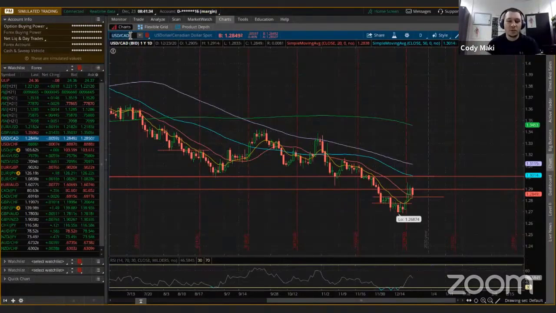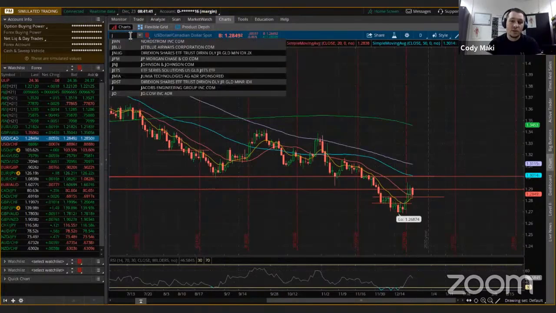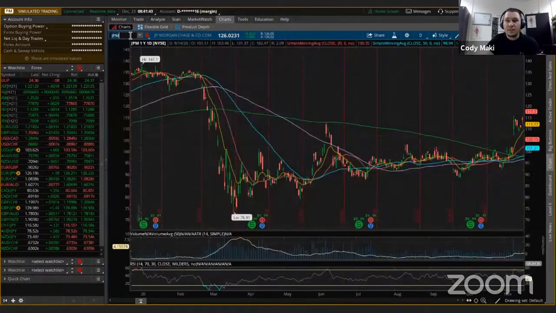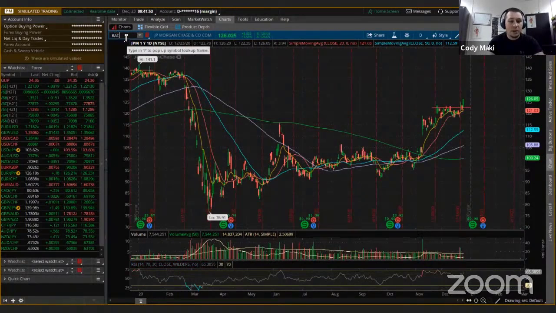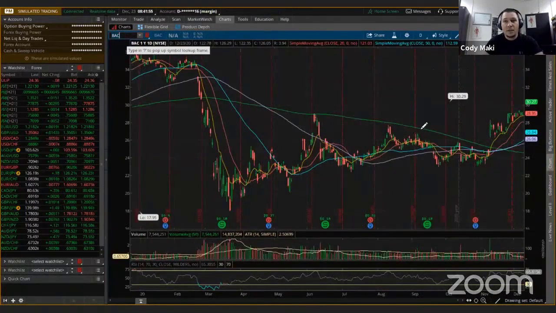All right, let's go into some of my stock picks. I think I'm going to go with the banks. So the banks are having some nice breakouts right now. There are three different banks that I'm looking at. JP Morgan's already broken above that level. Bank of America has a break as well.